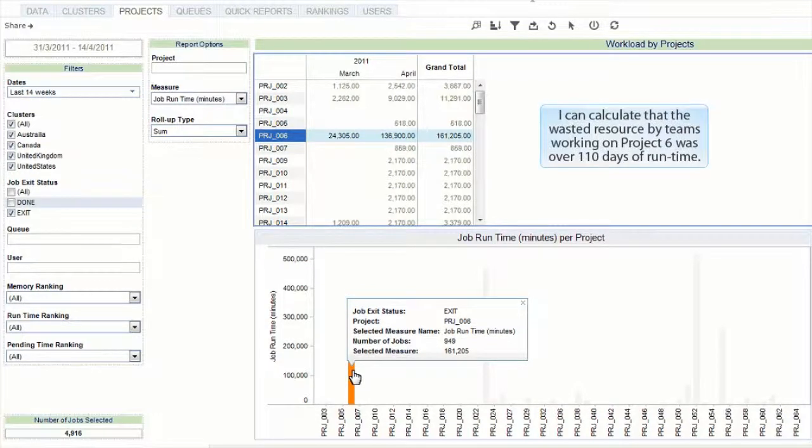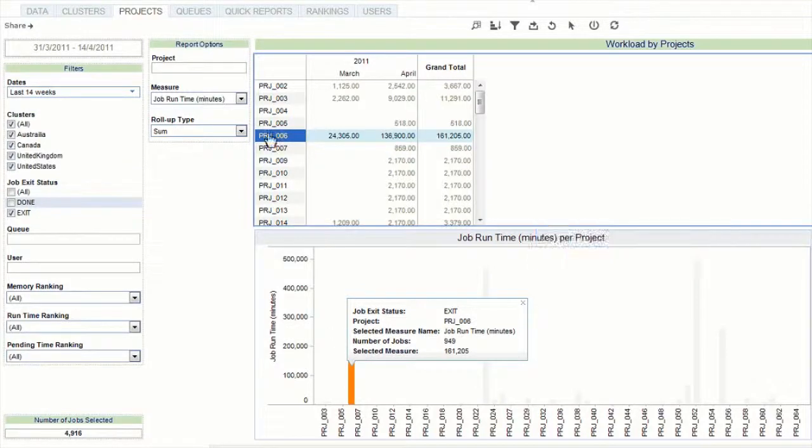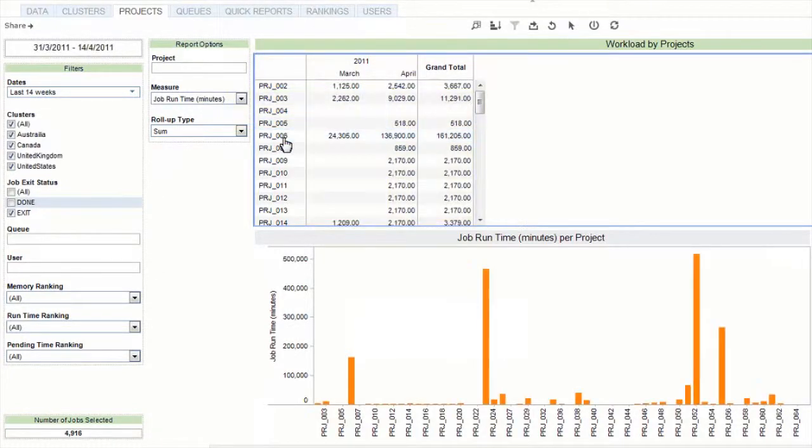I can calculate that these 949 jobs represent 161,000 minutes, or over 110 days of runtime in total. This would have resulted in reduced service levels for other project teams. It's important to get to the bottom of issues like these, and Platform Analytics gives us the tools to solve problems easily. I'll deselect this project. And I'll reintroduce completed jobs back into the analysis.